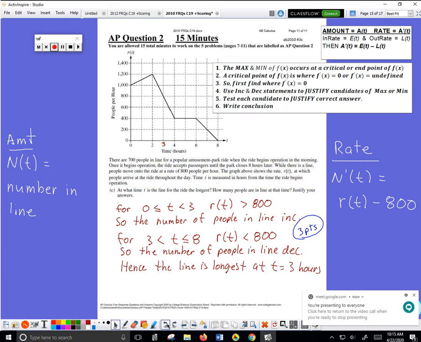Okay, so at time 0, which is right here, right? 1,000 people per hour are entering the line. That doesn't mean that you see 1,000 people. It means that there's a flow, and that if you sat there and watched for an hour, you would see 1,000 people walk into the line.